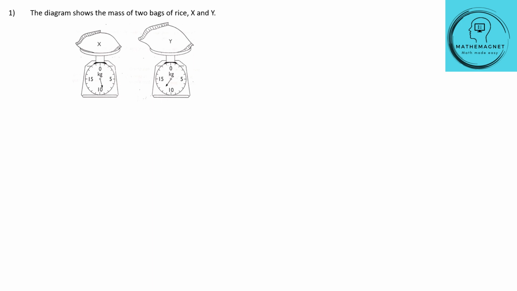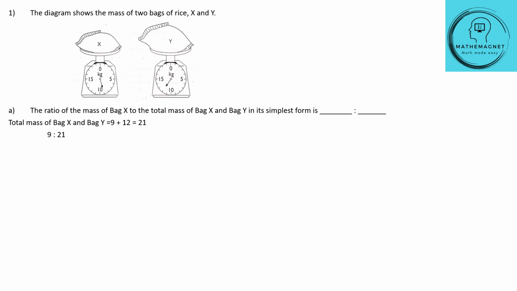Question number 1. The diagram shows the mass of two bags of rice, X and Y. Here we know the mass of X is 9 and the mass of Y is 12. The first question is the ratio of the mass of bag X to the total mass of bags X and Y in its simplest form. The total mass of bags X and Y will be 9 plus 12, which is equal to 21. Now the ratio of the mass of bag X to the total mass of bags X and Y will be 9 is to 21. The simplest form will be 3 is to 7.